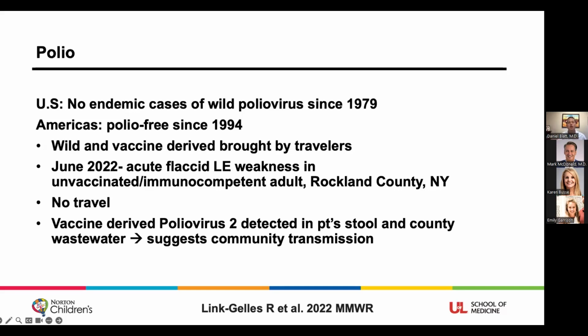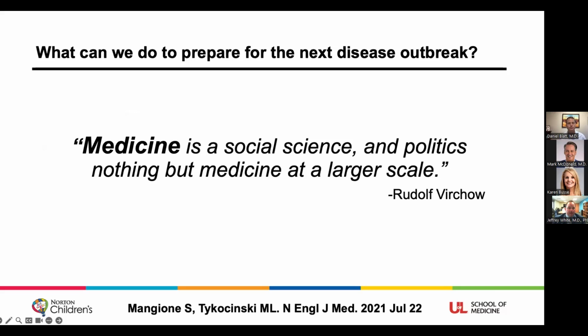Unvaccinated individuals remain at risk for paralytic poliomyelitis if they are exposed to wild or vaccine-derived poliovirus. Global health is starting to become very domestic. We are seeing diseases previously eradicated due to poor vaccination rates. And medicine is a social science, and politics are nothing but medicine at a larger scale. So what can we do to prepare for the next outbreak?